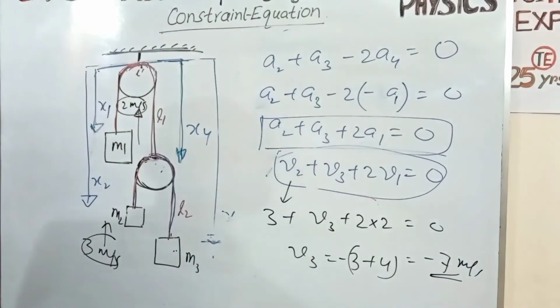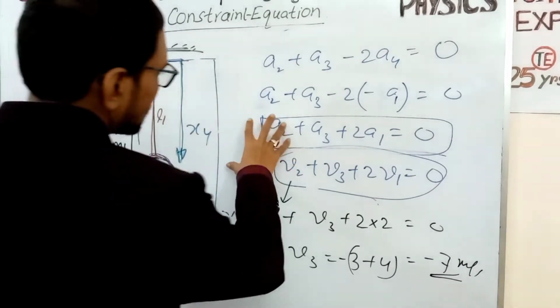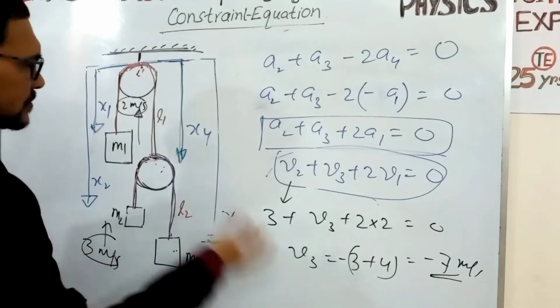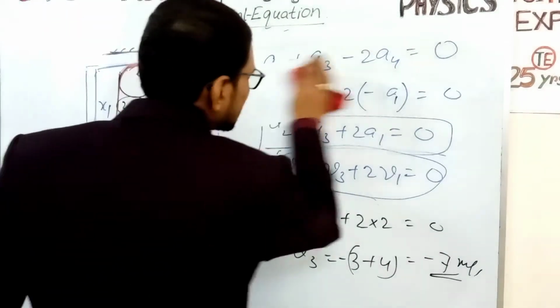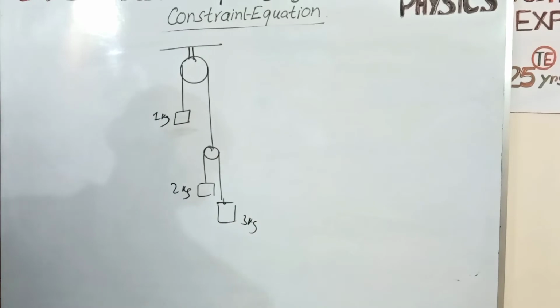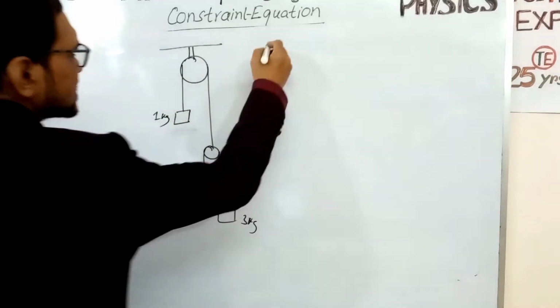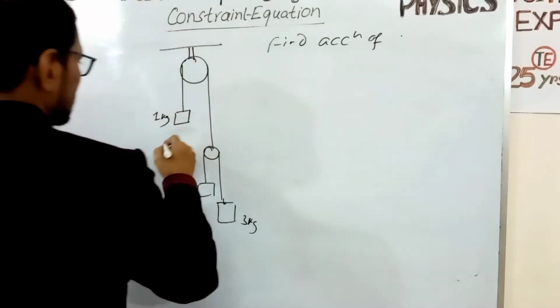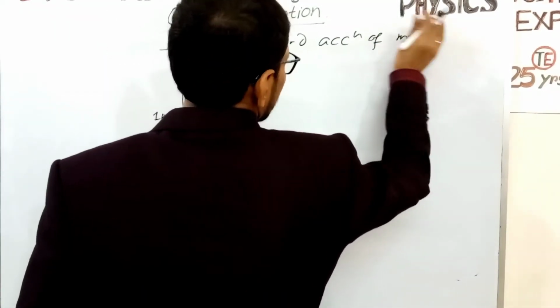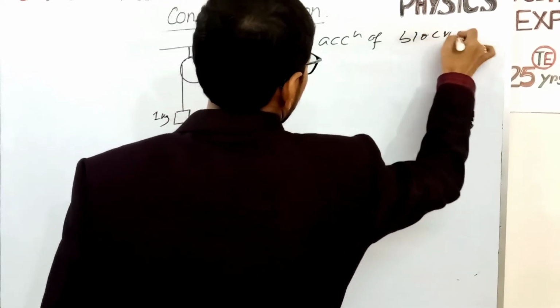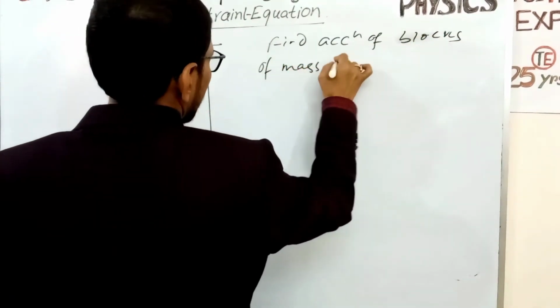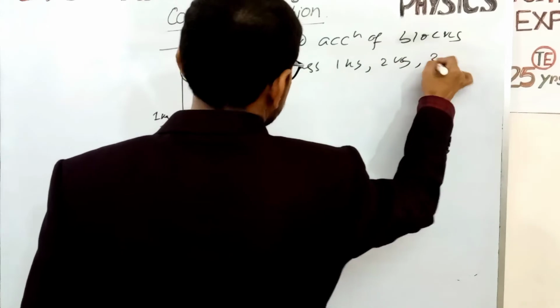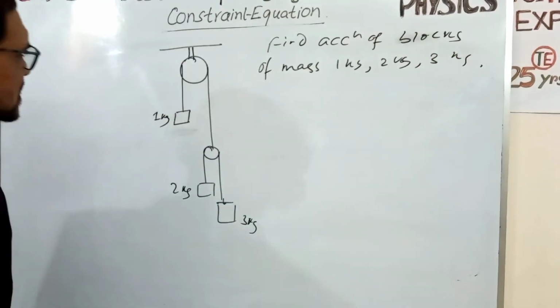But if we have to solve the problem, what is the actual velocity, actual acceleration of the three-block system, then we cannot use that; we do the problem by another method. If the system is released, then find the acceleration of blocks of mass 1 kg, 2 kg and 3 kg. So this is the question.